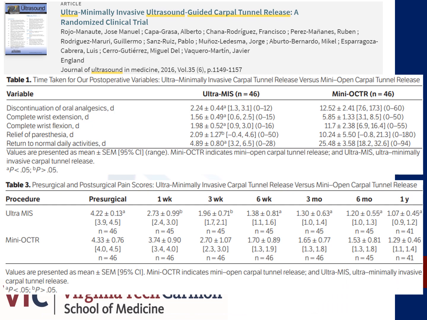This slide represents the different postoperative outcomes in the 2 groups. Table 1 demonstrates that individuals who underwent an ultrasound guided release utilized oral analgesics for a shorter period of time, were able to more quickly regain complete wrist extension and flexion, and were able to more quickly return to their normal daily activities. There was no difference in time frame for relief of paresthesia. Table 3 demonstrates that individuals who underwent ultrasound guided release had less postoperative pain. After 6 weeks, they were equivalent.